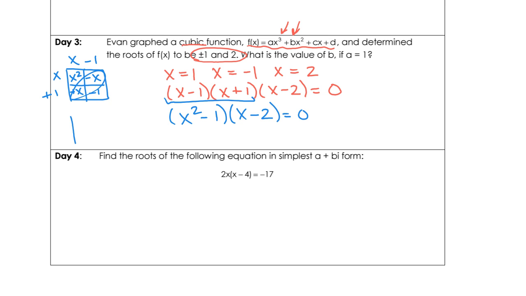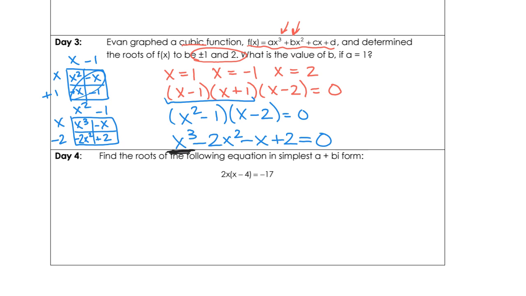All right, so we'll set up another box. We got x squared minus 1 multiplied by x minus 2, and we should end up with x cubed minus x minus 2x squared. Negative 2 times negative 1 is a positive 2. All right, and so we end up with x cubed minus 2x squared minus x plus 2, and we are equal to 0.